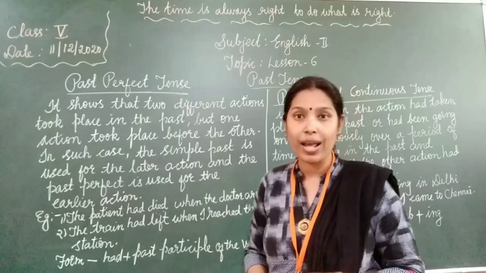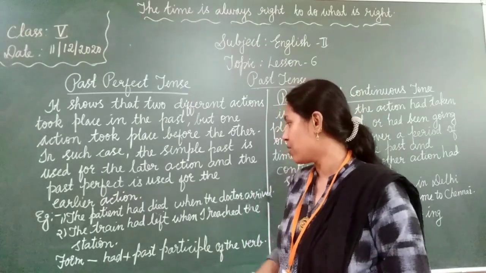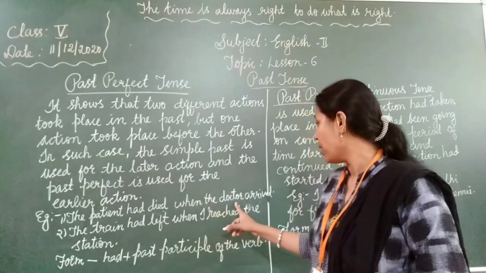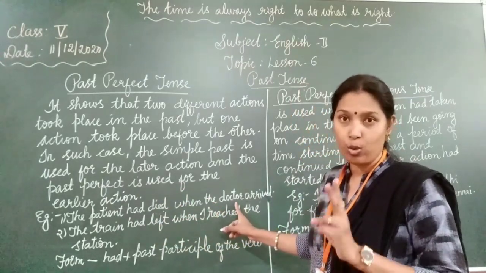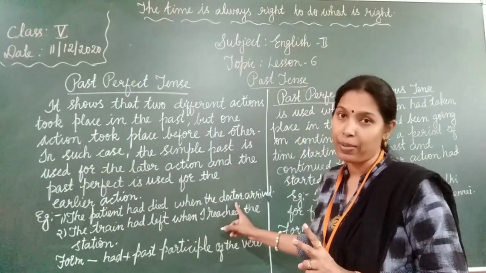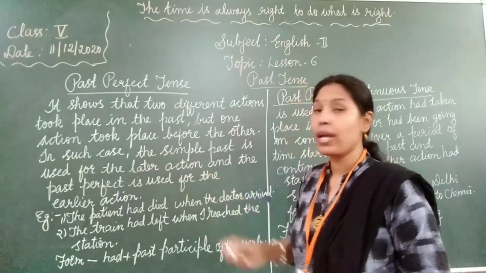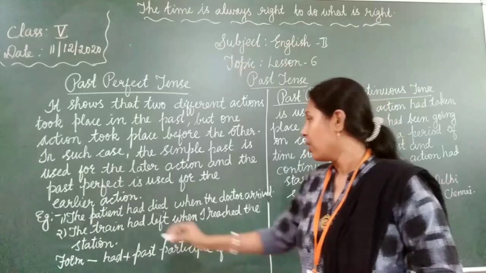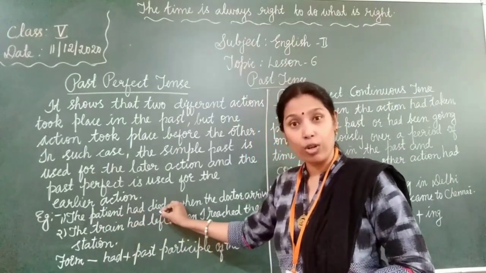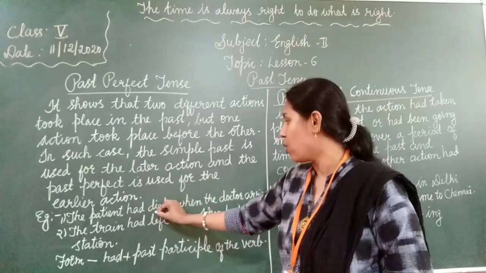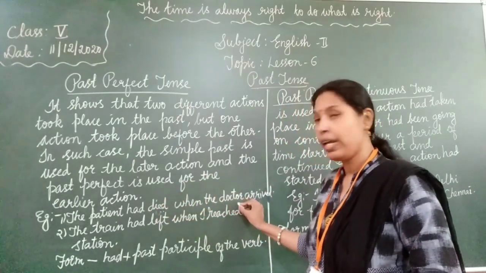Here two different actions happen, right? What is the first one? The patient had died, one action, and the doctor arrived. Two different actions happened in the past. But one action took place before the other. The patient had died already, right, before the doctor arrived. So one action already took place before the other.